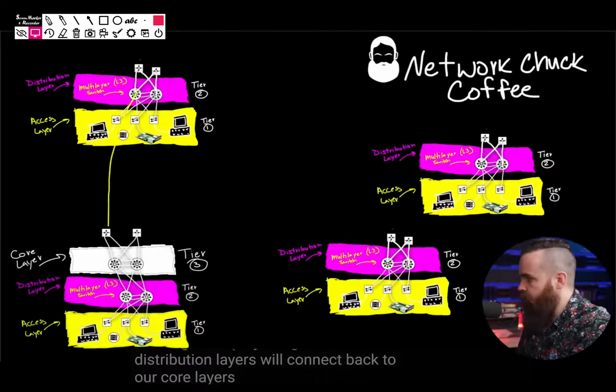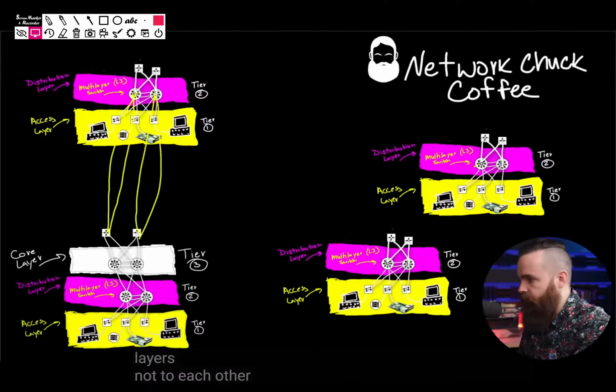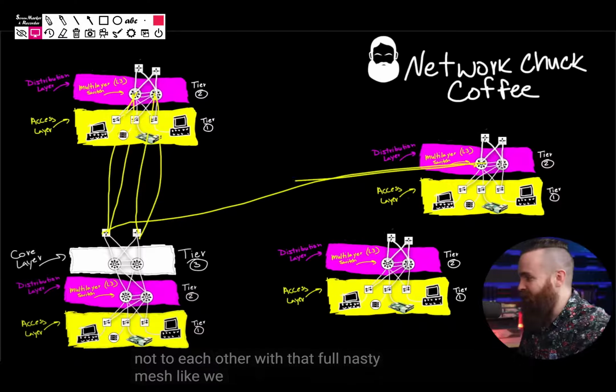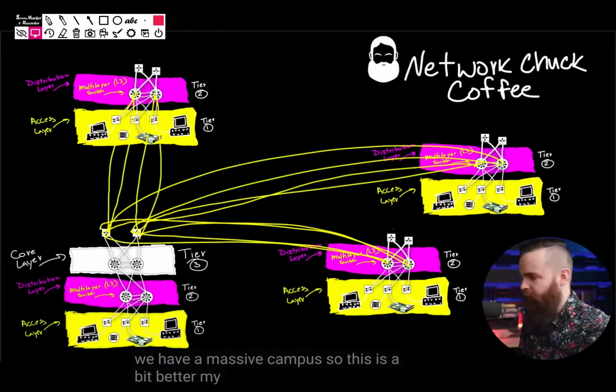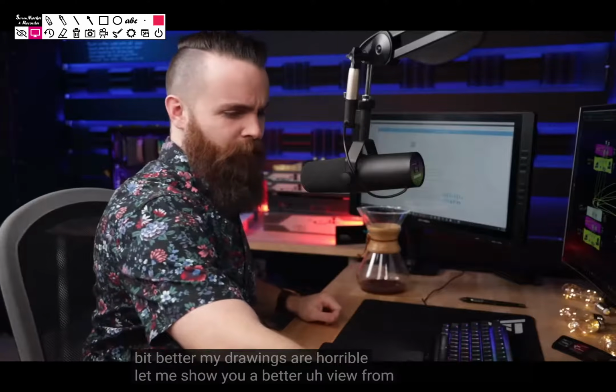Our distribution layers will connect back to our core layers, but just to the core layers, not to each other, with that full nasty mesh like we had before. This allows us to scale a lot easier if we have a massive campus. So this is a bit better. My drawings are horrible. Let me show you a better view from Cisco's perspective.